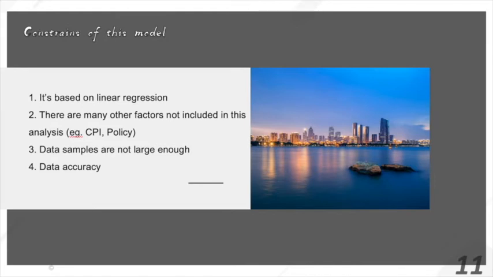There are many other factors we need to find out. For example, CPI index, local policy, and even green space of city might be a factor. Data samples are not large enough too. The data may not be that accurate, especially for income data. We also need to consider whether the house price data is stationary. Therefore, my teammate Sijia will talk about the ADF test for the house price data in the next part.